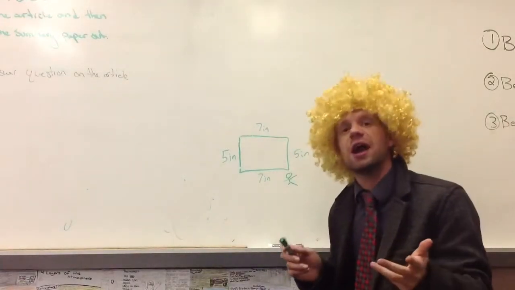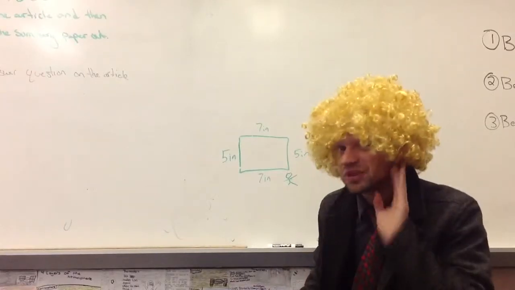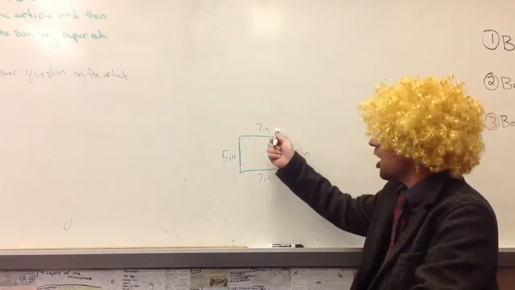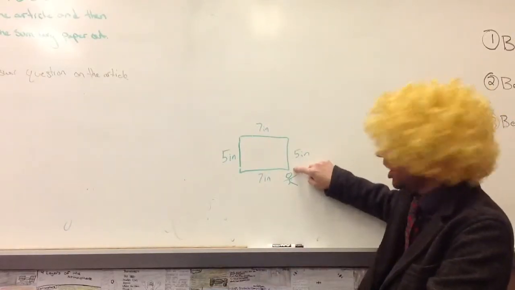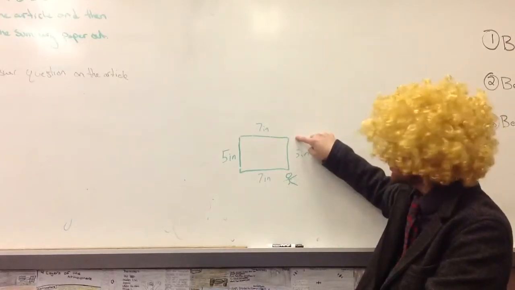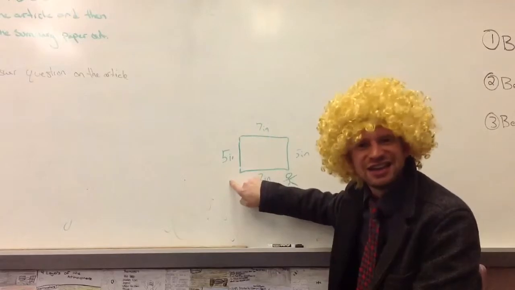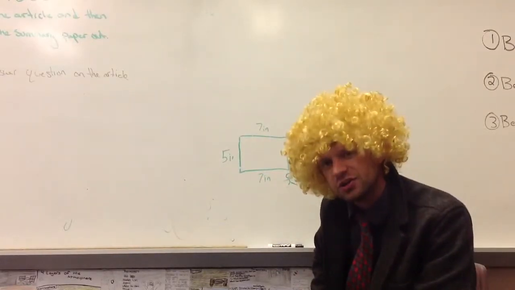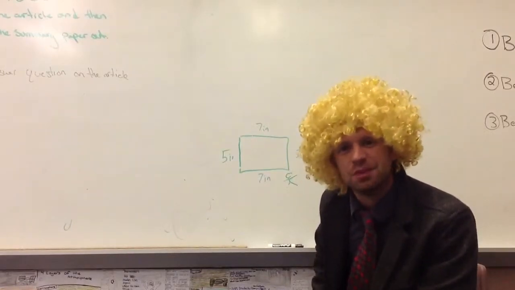Well, to figure perimeter out, it's easy. All you do is add up the length of each side. Because after all, I'm going to have to walk that side, that side, that side, and that side to get back to where I started. So in order to find the perimeter, all you have to do is add up each side.